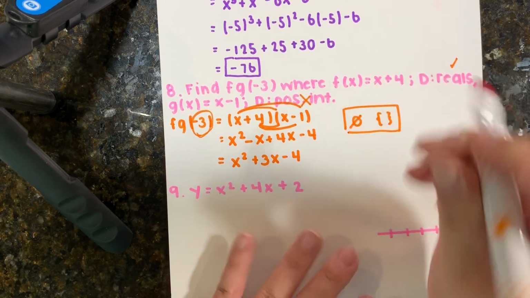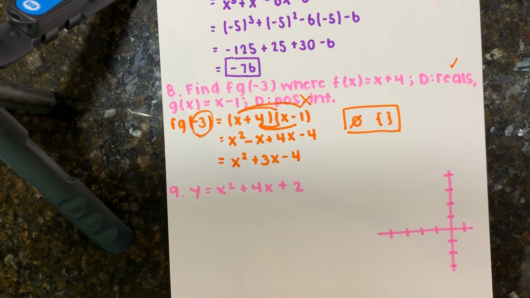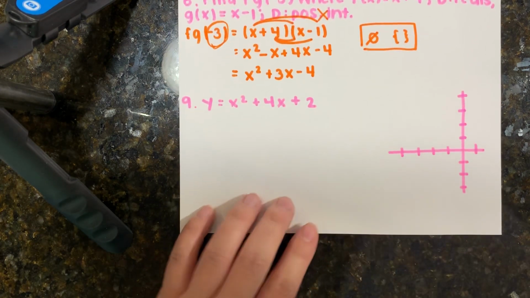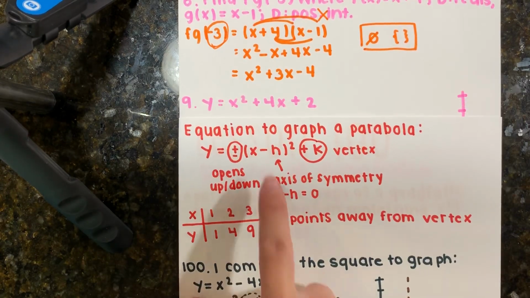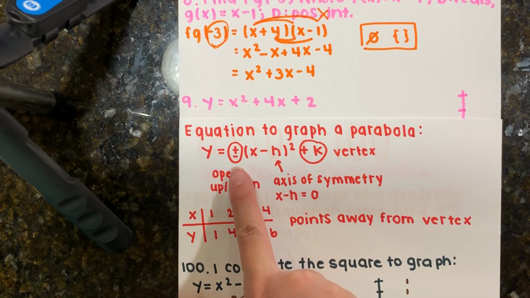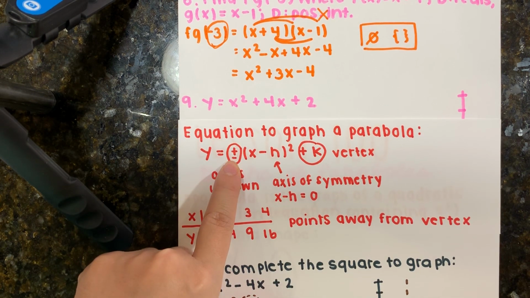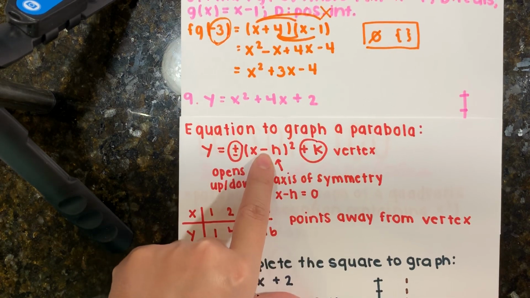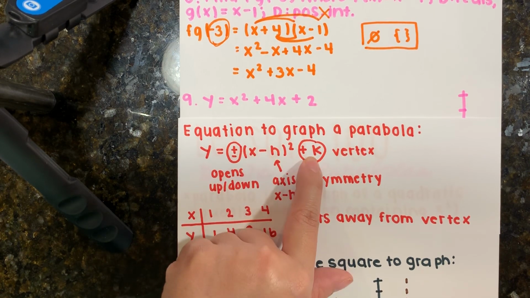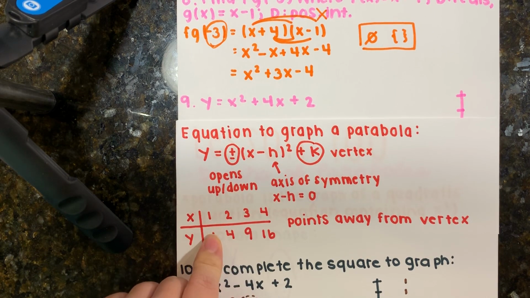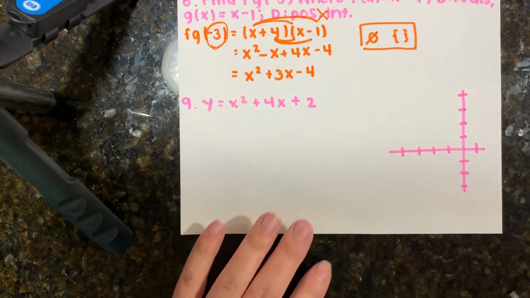So we can't plug it in because it's not a part of the original domains. Now we're going to look at lesson 100 notes for number 9. So this is the equation that we need it to look like. It would be y is equal to plus or minus x minus h squared plus k. This would tell me if it's positive or negative, if it opens up or down. This would be the axis of symmetry, and this is where we start. And then we're going to use this chart to create our actual diagram.